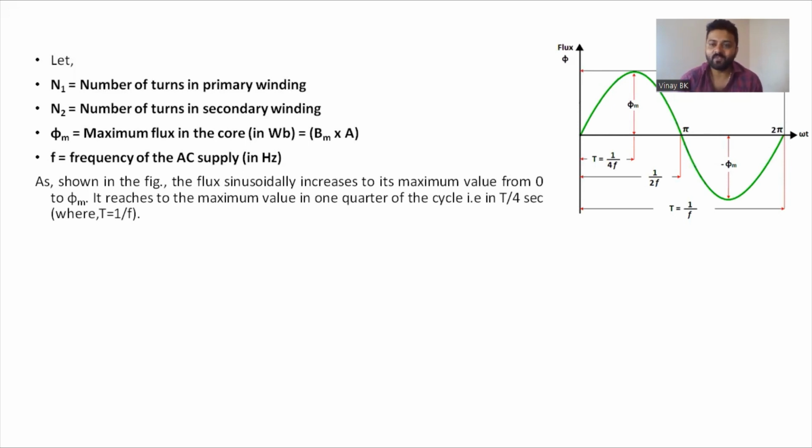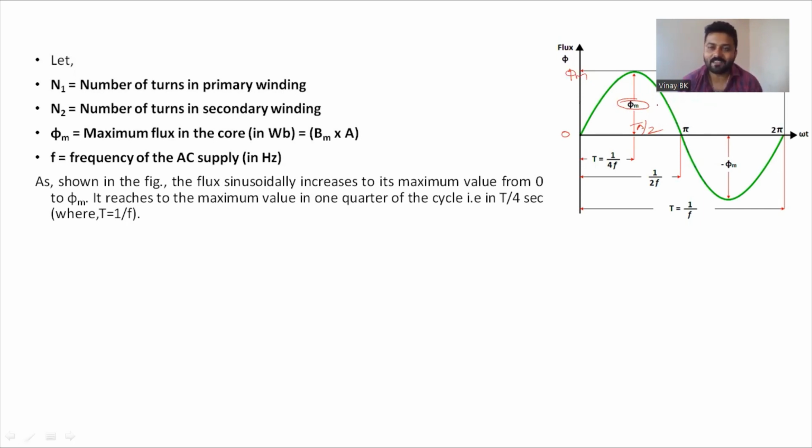To complete one full waveform, it takes one time period. So just observe here the flux. Considering the flux waveform, the flux starts from 0 and finishes its half cycle at 180 degrees, and again it continues in the negative half cycle and finishes its full cycle at 2 pi. The flux is maximum at 90 degrees, that is at pi by 2, so the flux will be maximum phi m from 0 to pi by 2, as you can observe in this waveform.